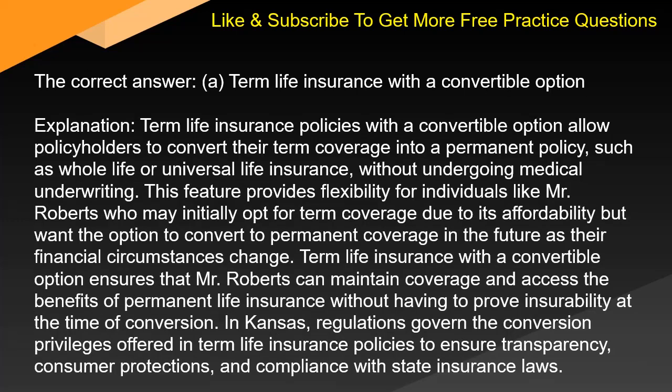The correct answer: A. Term life insurance with a convertible option. Explanation. Term life insurance policies with a convertible option allow policyholders to convert their term coverage into a permanent policy, such as whole life or universal life insurance, without undergoing medical underwriting. This feature provides flexibility for individuals like Mr. Roberts who may initially opt for term coverage due to its affordability but want the option to convert to permanent coverage in the future as their financial circumstances change.